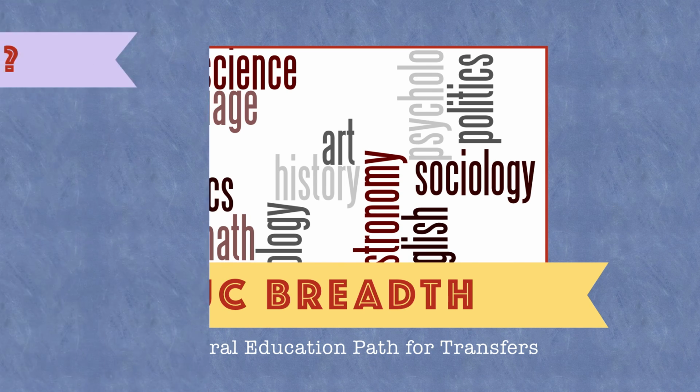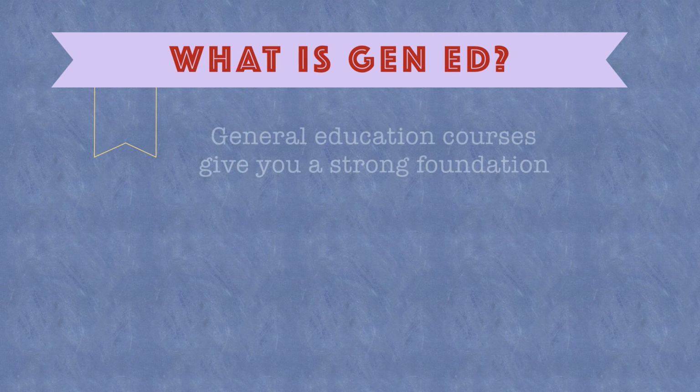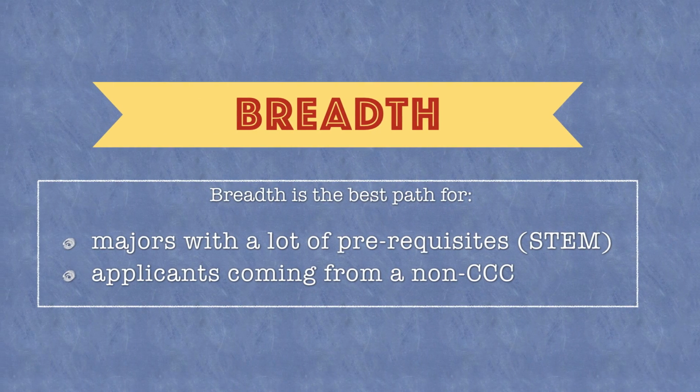Okay, so let's go into, first, just a quick overview like I did on the other. What is Gen Ed? Gen Ed are the general education courses that the UCs want you to take so you will be a well-rounded person with a strong foundation. These include history, political science, sociology, math, those kind of things, physical science, life science. And as I said, there are two transfer paths to choose from if you're planning to transfer to a UC. One is breadth, which I'm talking about now. The other is IGETC.